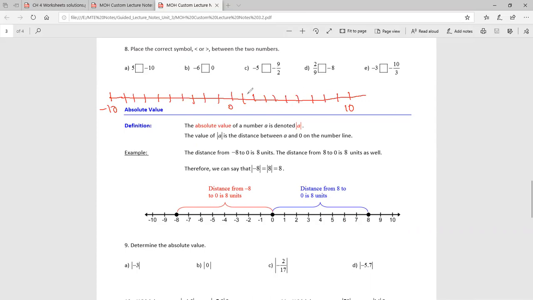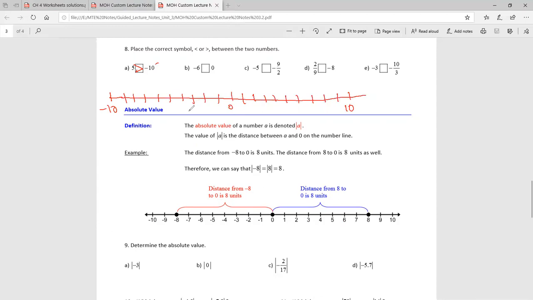So 5 would be here. 1, 2, 3, 4, 5. So 5 is right here. The -10 is over here. Now the -10 is to the left, so -10 is the smaller number. So -10 is smaller, which means 5 is greater than -10. So 5, oops. It's greater than -10.